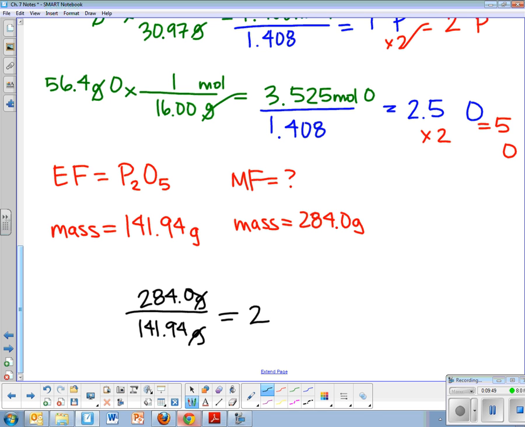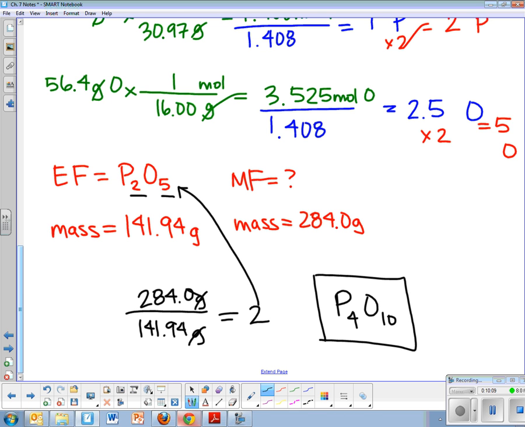So that means my molecular formula is twice as big as my empirical formula, just like the mass is twice as big. That's what we just found out. So my molecular formula would be P4O10. I took these two subscripts and multiplied them by 2. Okay, so this is my answer. And that's how you calculate a molecular formula.